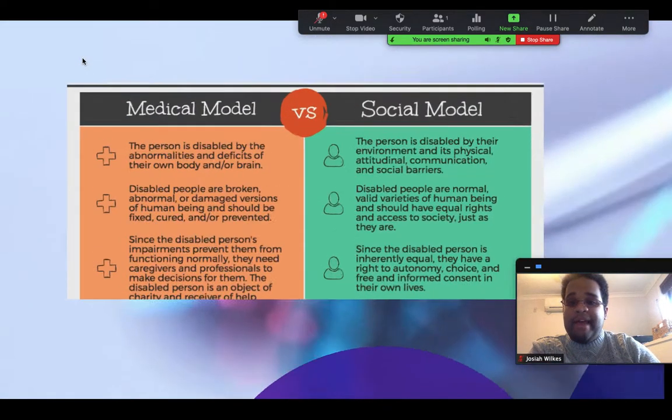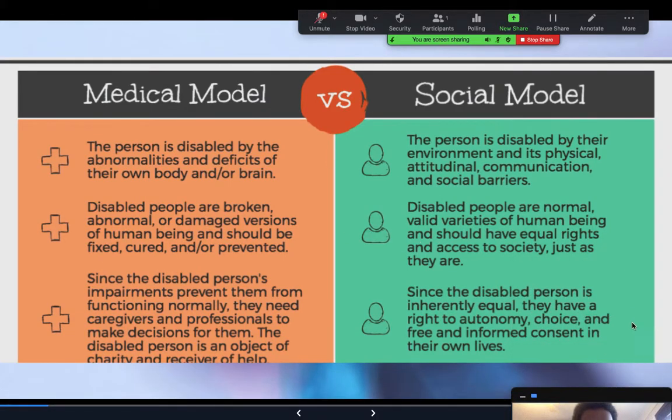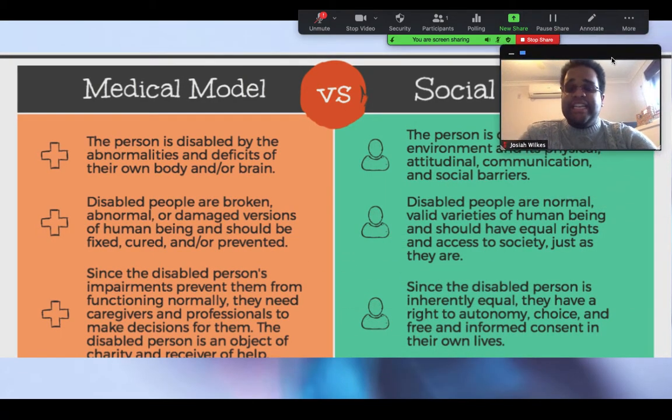So when we talk about the medical model, the medical model is the traditional way of thinking, and it's the idea that the person is disabled by the abnormalities and deficits of their own body or brain. So the problem is in the person, like a medical diagnosis. The disabled people are broken, abnormal, or damaged. There's something wrong with them. Since the disabled person's impairments prevent them from functioning normally, they need caregivers and professionals to make decisions for them. So this is the idea of the medical model.